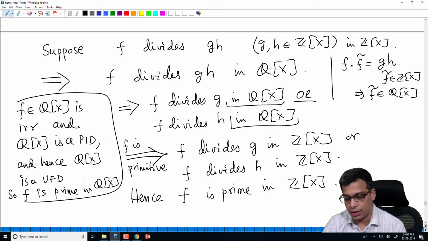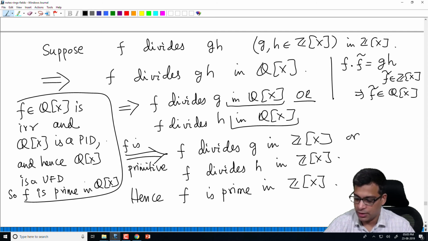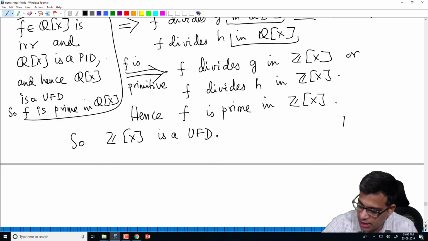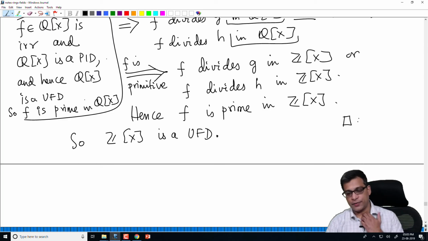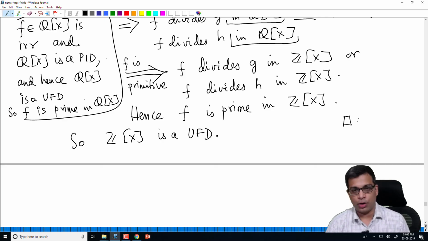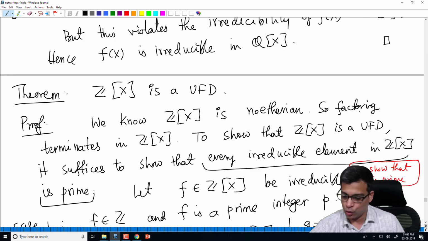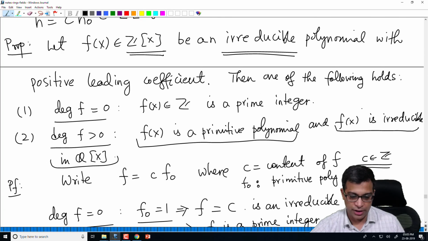If F divides H in Q[x], F is primitive, so F divides H in Z[x]. So we conclude that F divides either G in Z[x] or F divides H in Z[x], and hence F is prime. So Z[x] is a UFD. Okay, so this is the main result of this video and the last 2-3 videos. Let me quickly review this before I make a generalized statement.